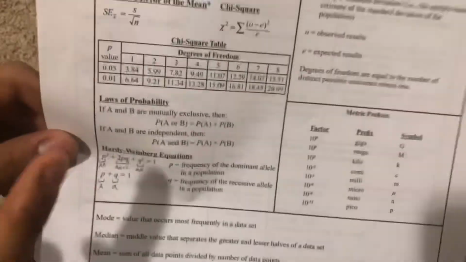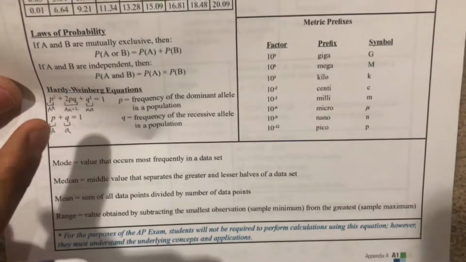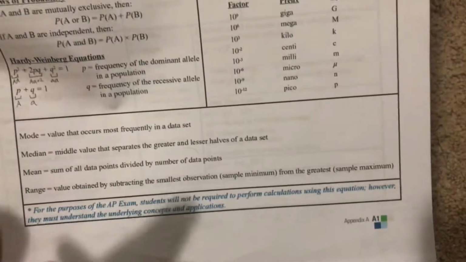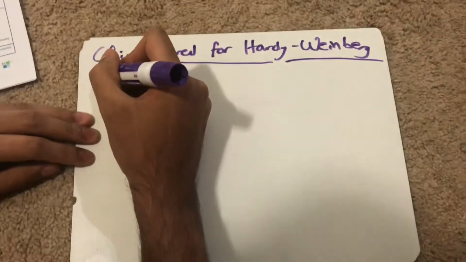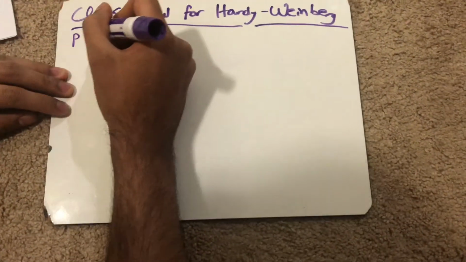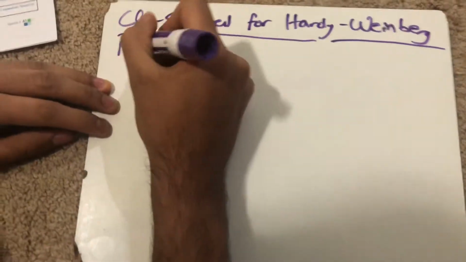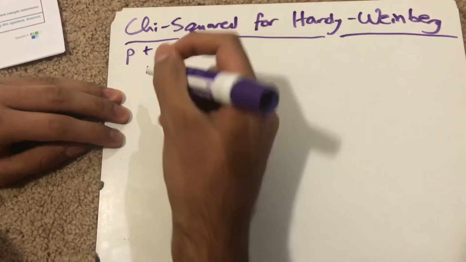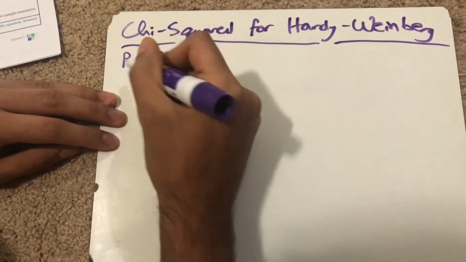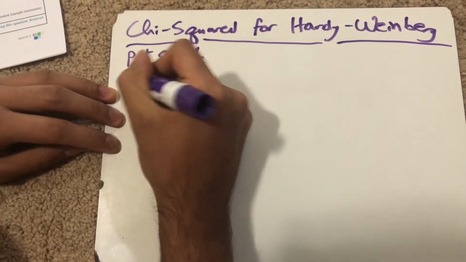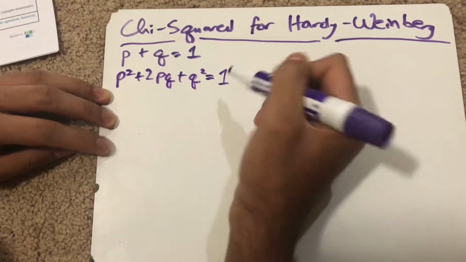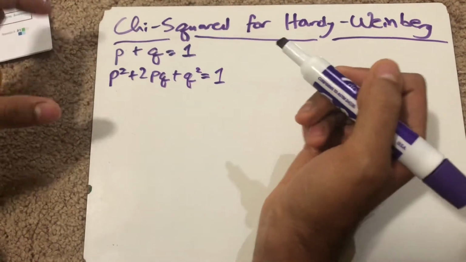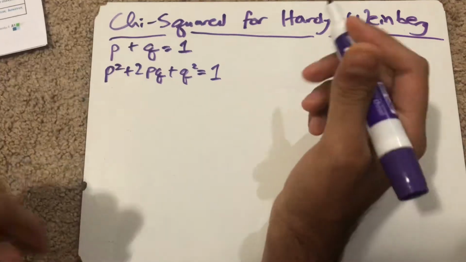If you look at our formula chart here, we have our Hardy-Weinberg equations, and I just want to clarify those real quick and set some conventions that I'm going to be using in this video. So we have P plus Q equals 1, which we know. And if we square both sides, we get P squared plus 2PQ plus Q squared equals 1. It's very important we understand what this fundamentally means, because otherwise the rest of this problem doesn't make sense.